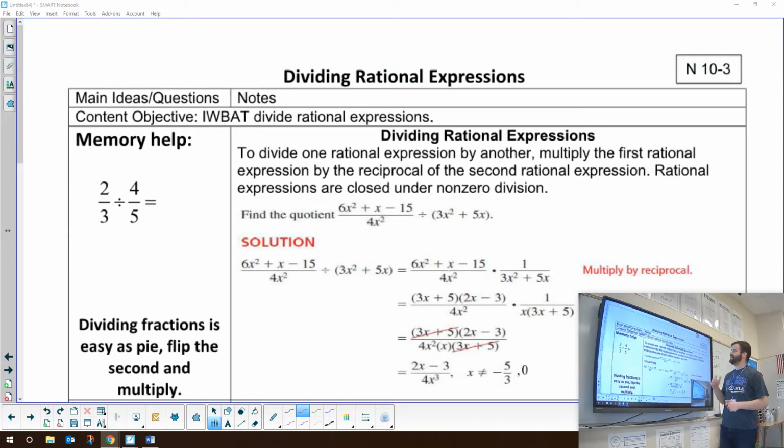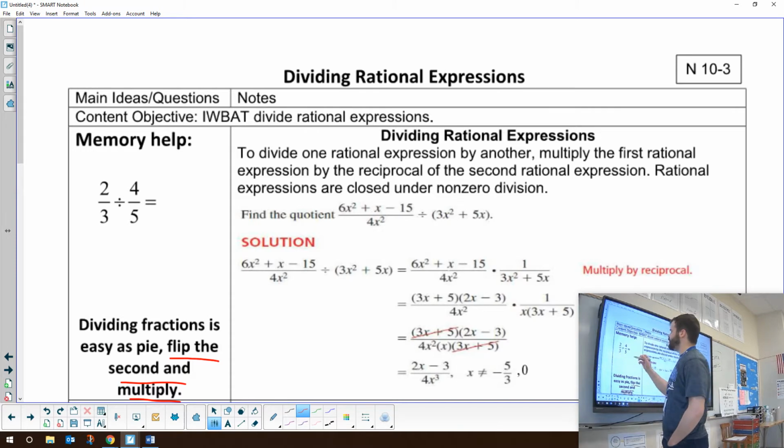Today we're talking about dividing rational expressions. And it's basically the same thing as multiplying, and I'll tell you why. Whenever we divide, all you have to do is flip your second number and multiply. Dividing fractions is easy as pie. Flip the second and multiply.